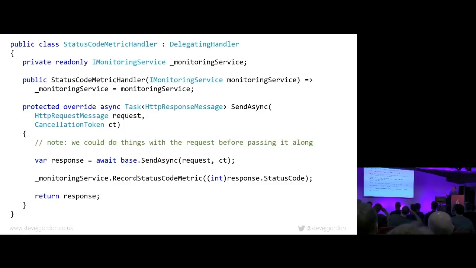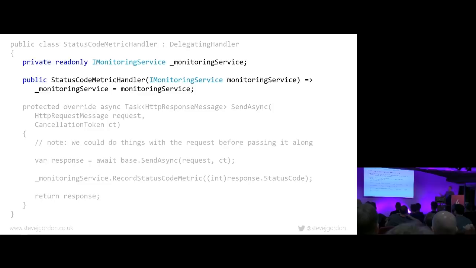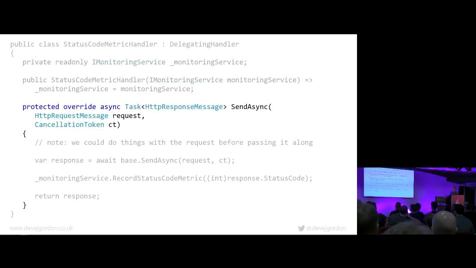So what I've got here is a handler. The only thing that I need to do is derive from the DelegatingHandler base class, the abstract class. And then I can start to apply the logic that I want to. So this is a really basic one. I'm going to inject a monitoring service into here. You can inject services and use them. And then I can override the SendAsync method, which takes a request message and a cancellation token.